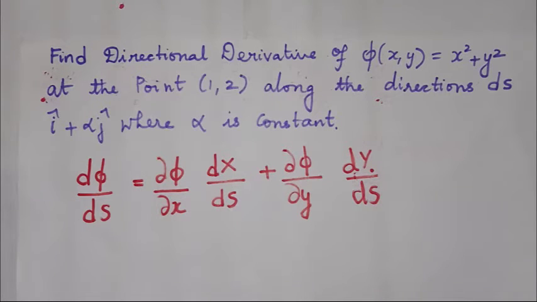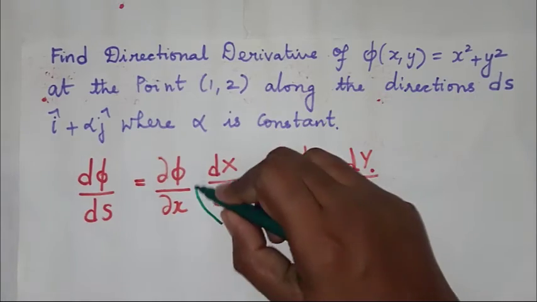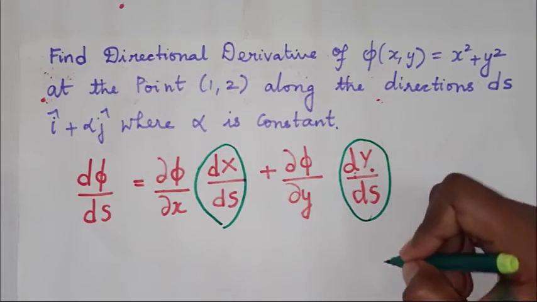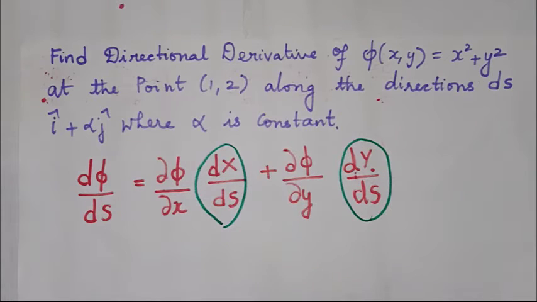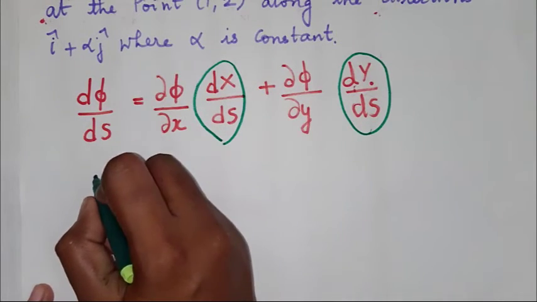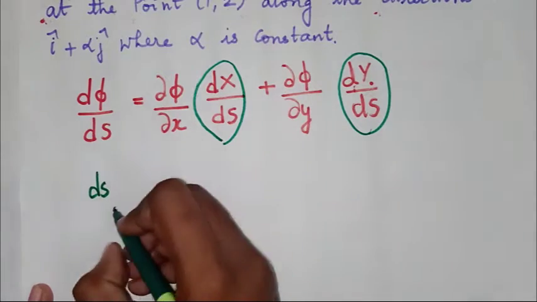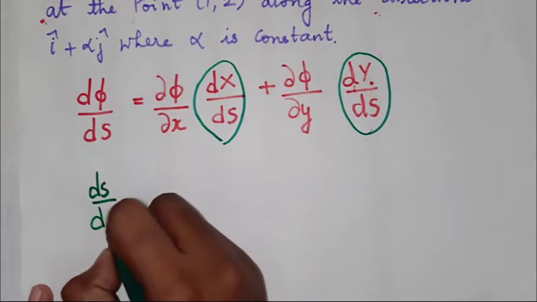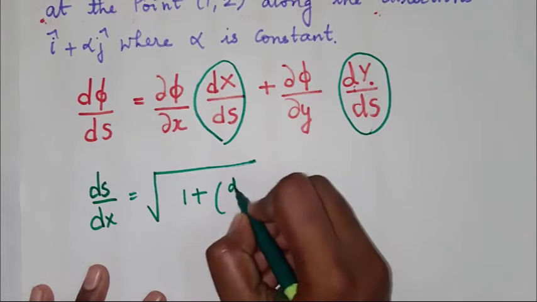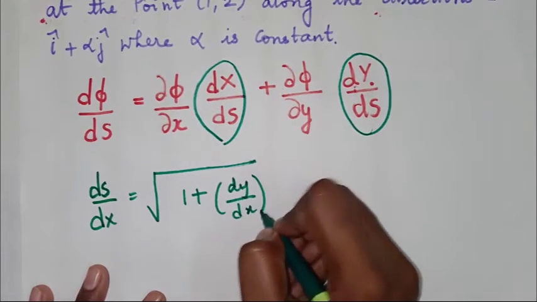Okay. So very first step, what we'll do is we'll be calculating this part. Then we'll be calculating this too, then we'll be finally identifying the directional derivative. So what is the formula for finding this, we are going to see now. So the very first step is with the ds term. So ds divided by dx is equal to root of 1 plus dy by dx the whole square.